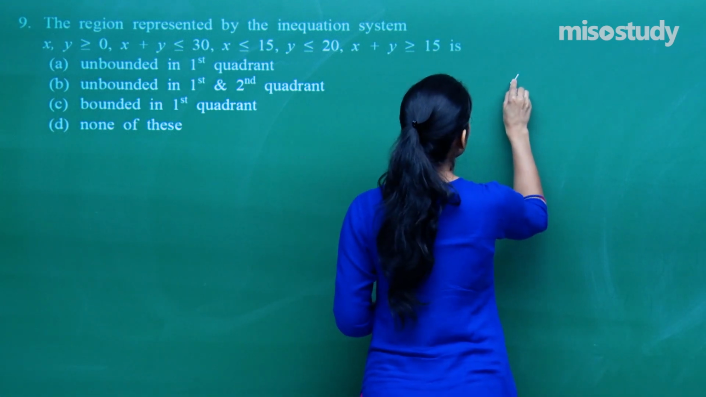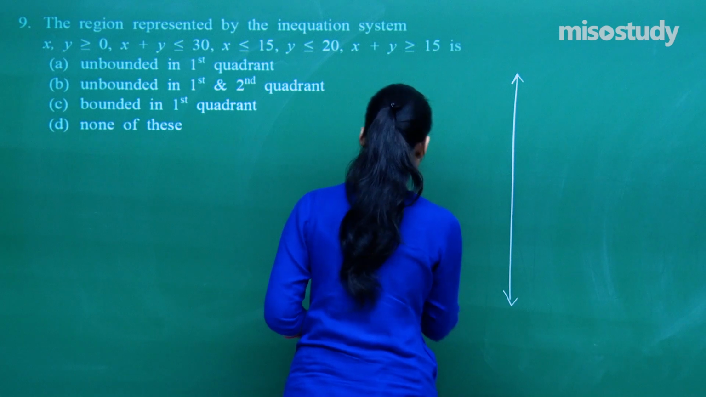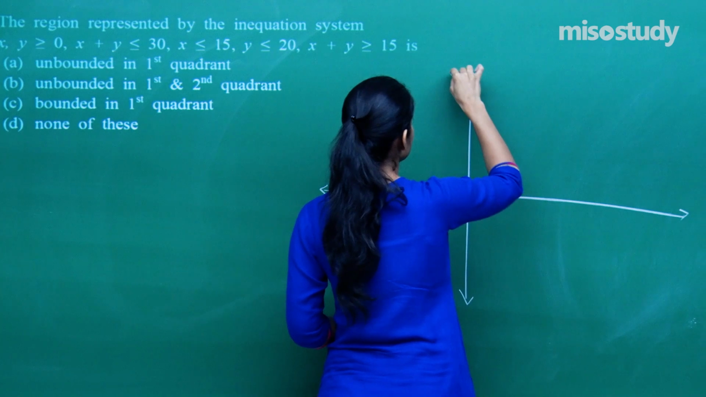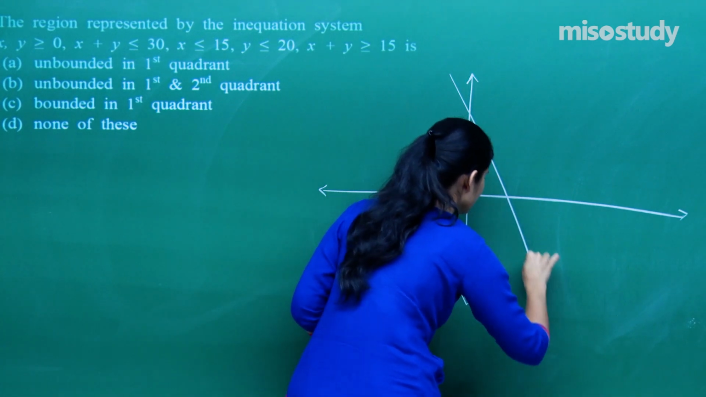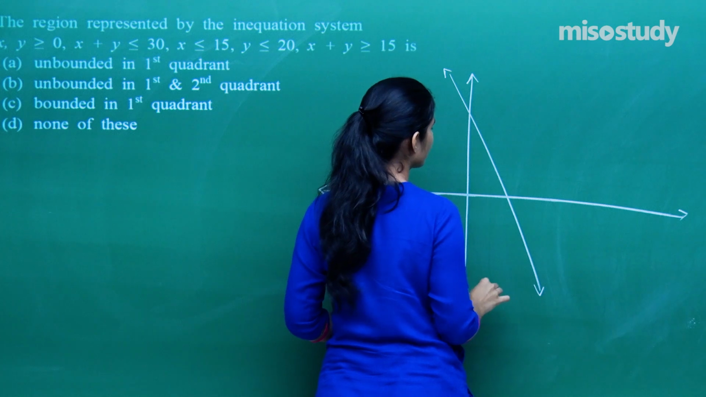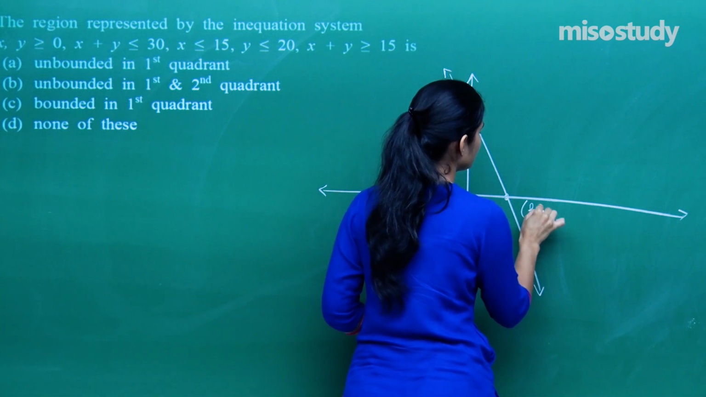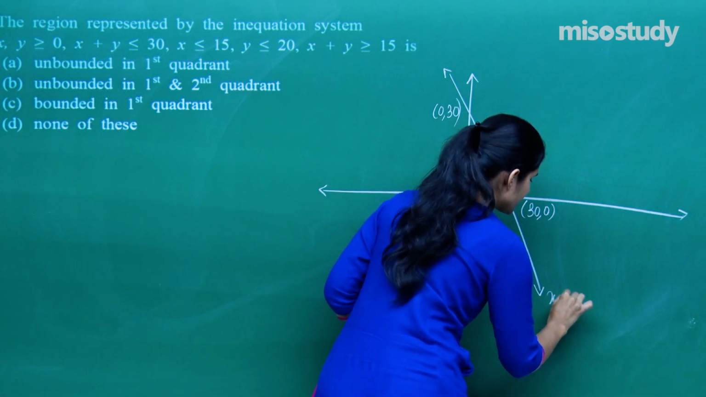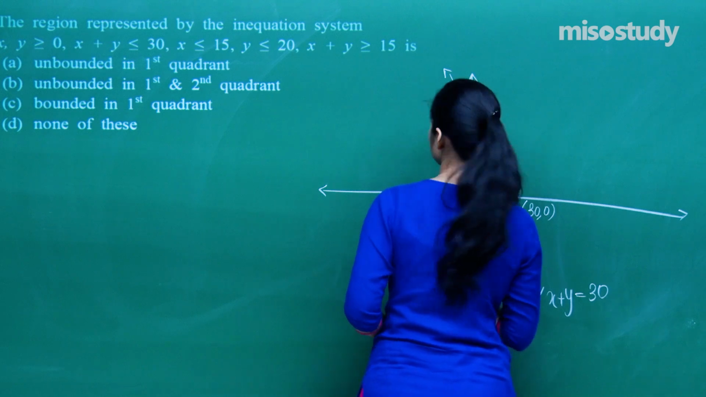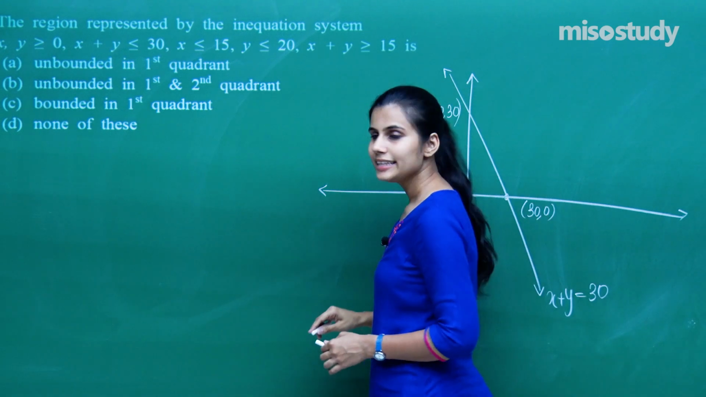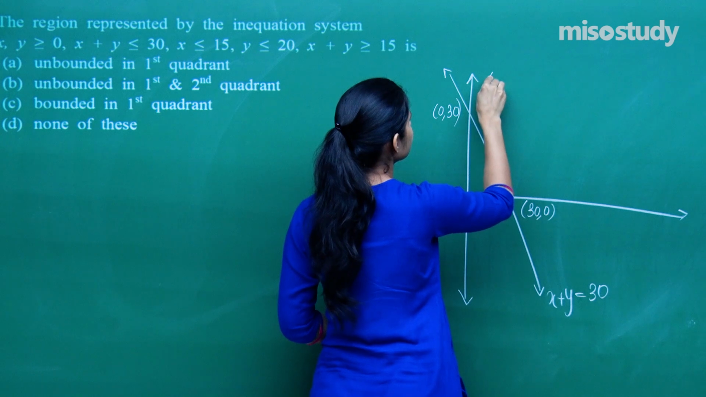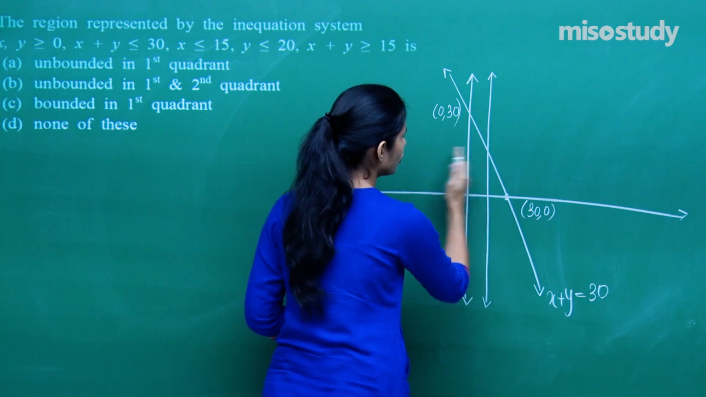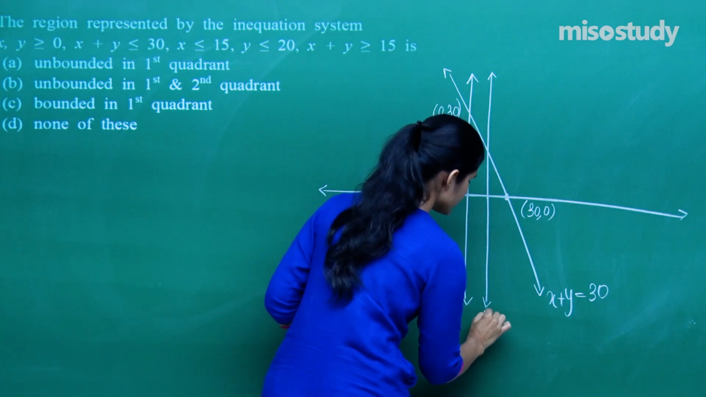x plus y is less than or equal to 30. Let's talk about this now. Let me say this is 30 comma 0 and this is 0 comma 30. This is x plus y equals 30. Then you have x is less than or equal to 15. I am talking about everything in here. So this is x equals 15.